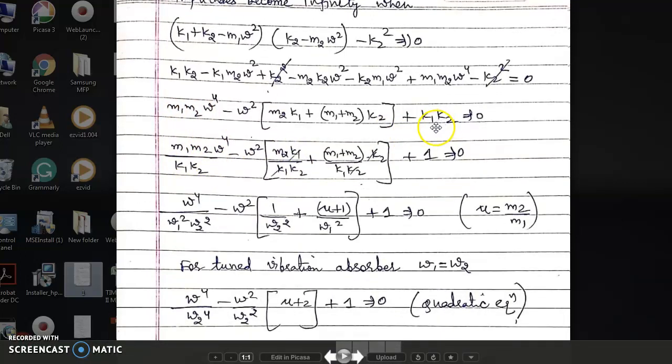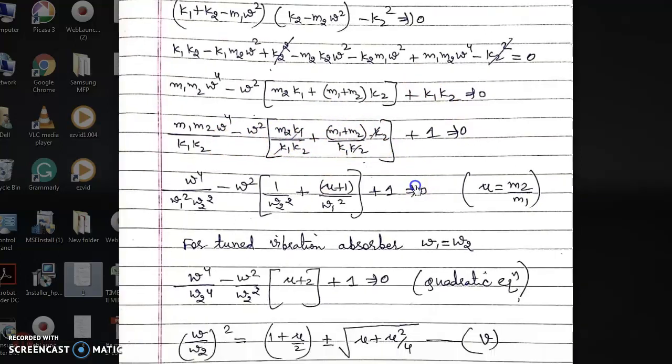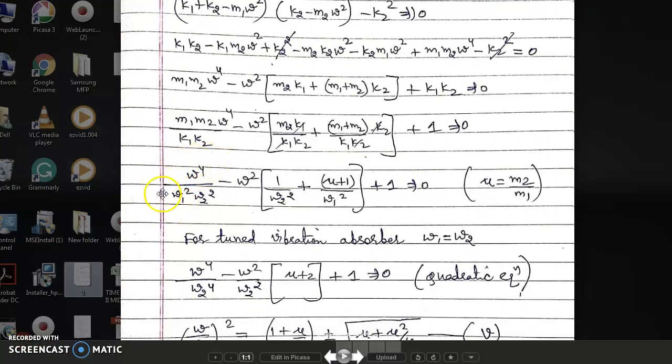Now K1 K2 I am taking common. This kind of rearranging I am doing. Now this I will get omega 4 upon omega 1 omega square like this, and here I am assuming mu is equal to M2 upon M1, that is mass ratio.